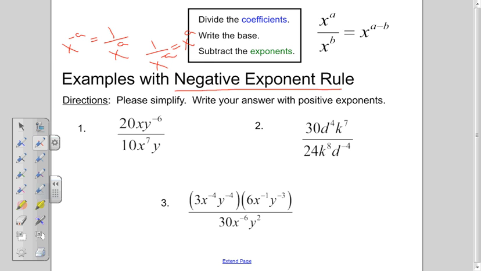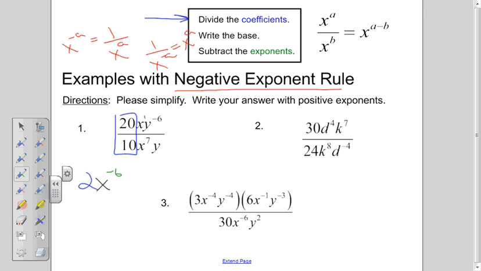Okay, so I have division here going on predominantly, so we're putting a focus on that, but I want to show you ones where these negative exponents come into play. Okay? So in example 1, it says 20xy to the negative 6th over 10x to the 7th y. So again, I'm going to try and follow this brain map here of divide the coefficients, write the base, subtract the exponents, okay, which is in fact this property in a nutshell. Okay, so I'm going to divide my coefficients and get 2, write my base, which is x, and then look at my exponents here that say 1 minus 7 is negative 6.